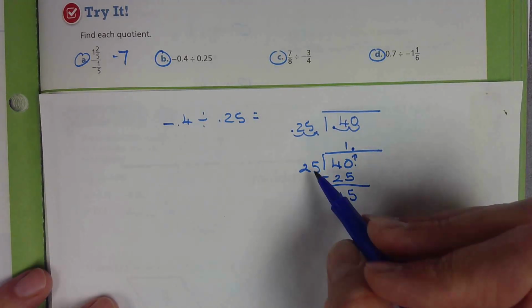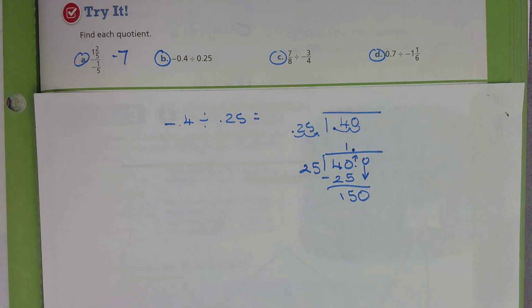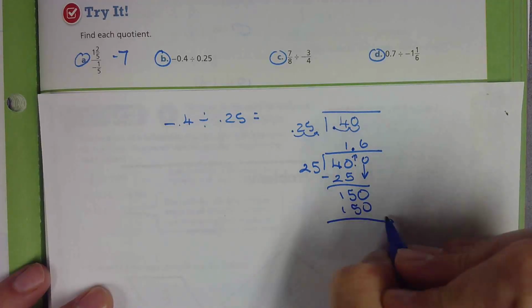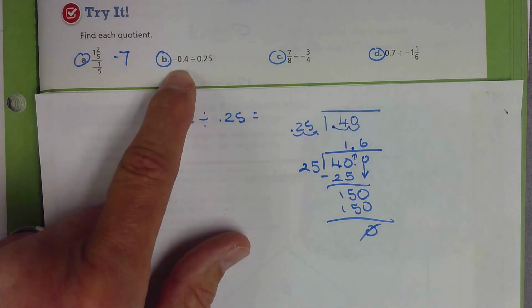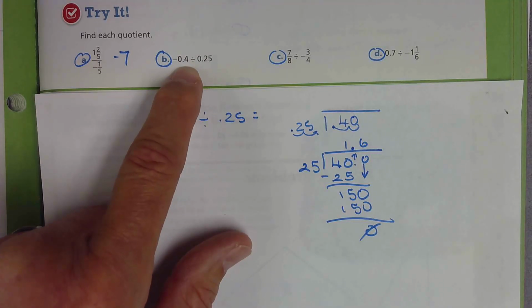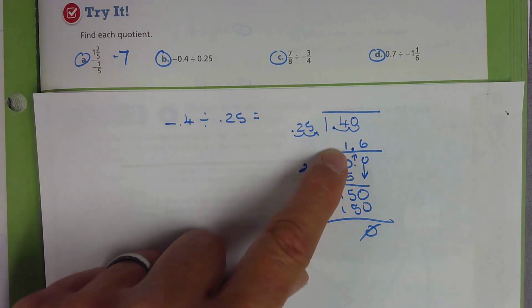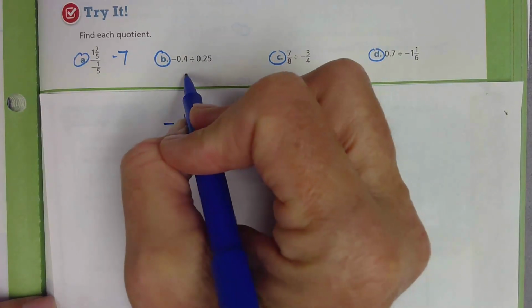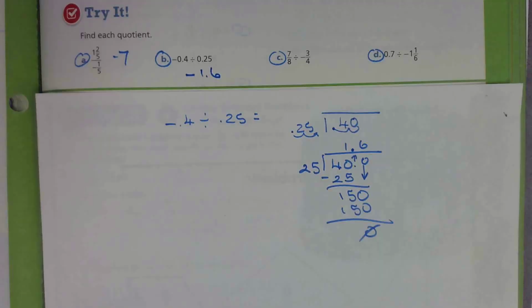And so we're not done. There's 15 left over. So we need to bring down 0. Now I ask myself, does 25 go into 150 evenly? It sure does. How many times? 6 times. And that is 150. Nothing left over. So we go back to the problem here. It was a negative 0.4 divided by a 0.25. Our answer was 1.6, but remember one of them was negative, so it's a negative 1.6 is the answer.